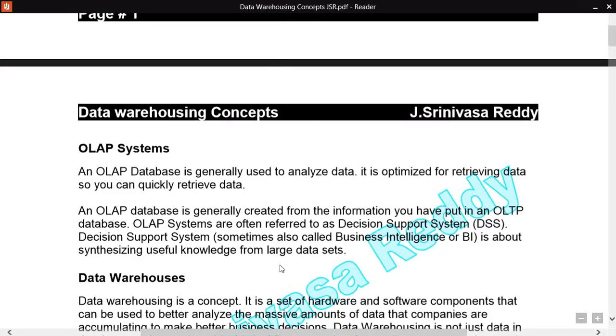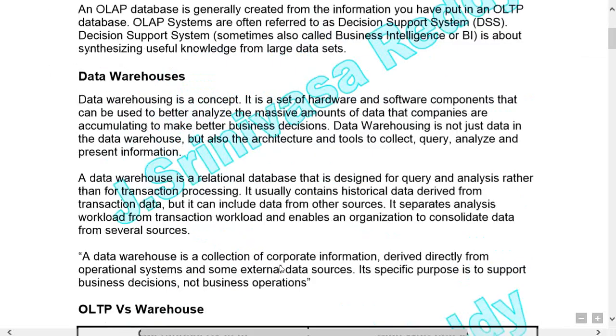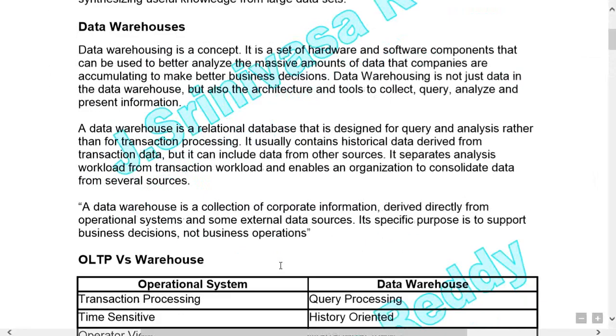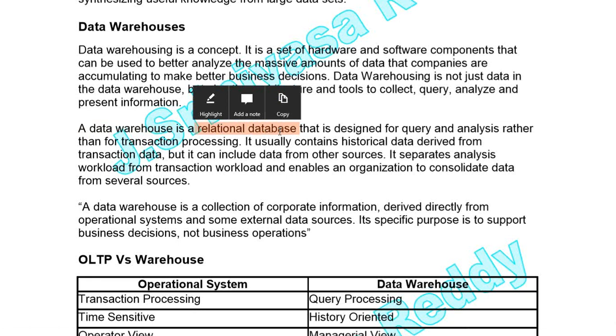So next, yesterday I got a question from you people: what is a data warehouse and what is data warehousing? Here is the answer for that. Even yesterday I told you what a data warehouse is. A data warehouse is nothing but a relational database. This relational database is exclusively meant for analysis processing rather than transactional processing.